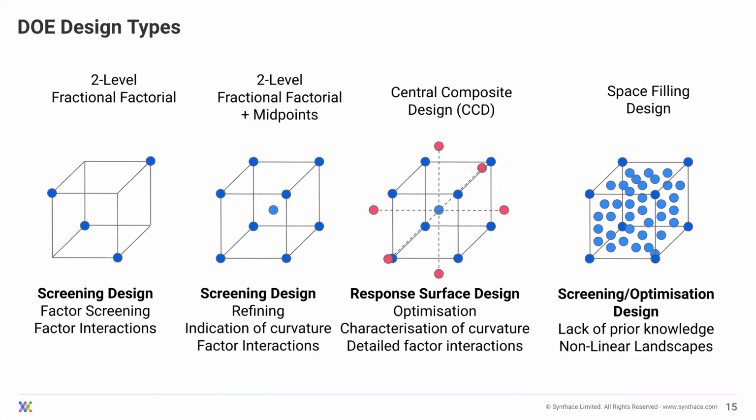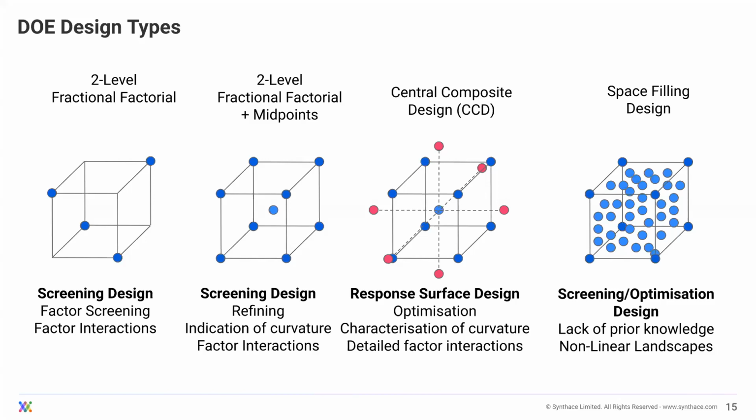Central composite designs are a type of response surface design. We use these for optimization or robustness studies. They give you a much more detailed understanding of the curvature in your design landscape, and a really detailed understanding of the factor interactions that are taking place. These are the sorts of designs that you might use a little bit later on in your DOE strategy, and they often can yield high quality models that can be used for prediction of the behavior of your system as well.